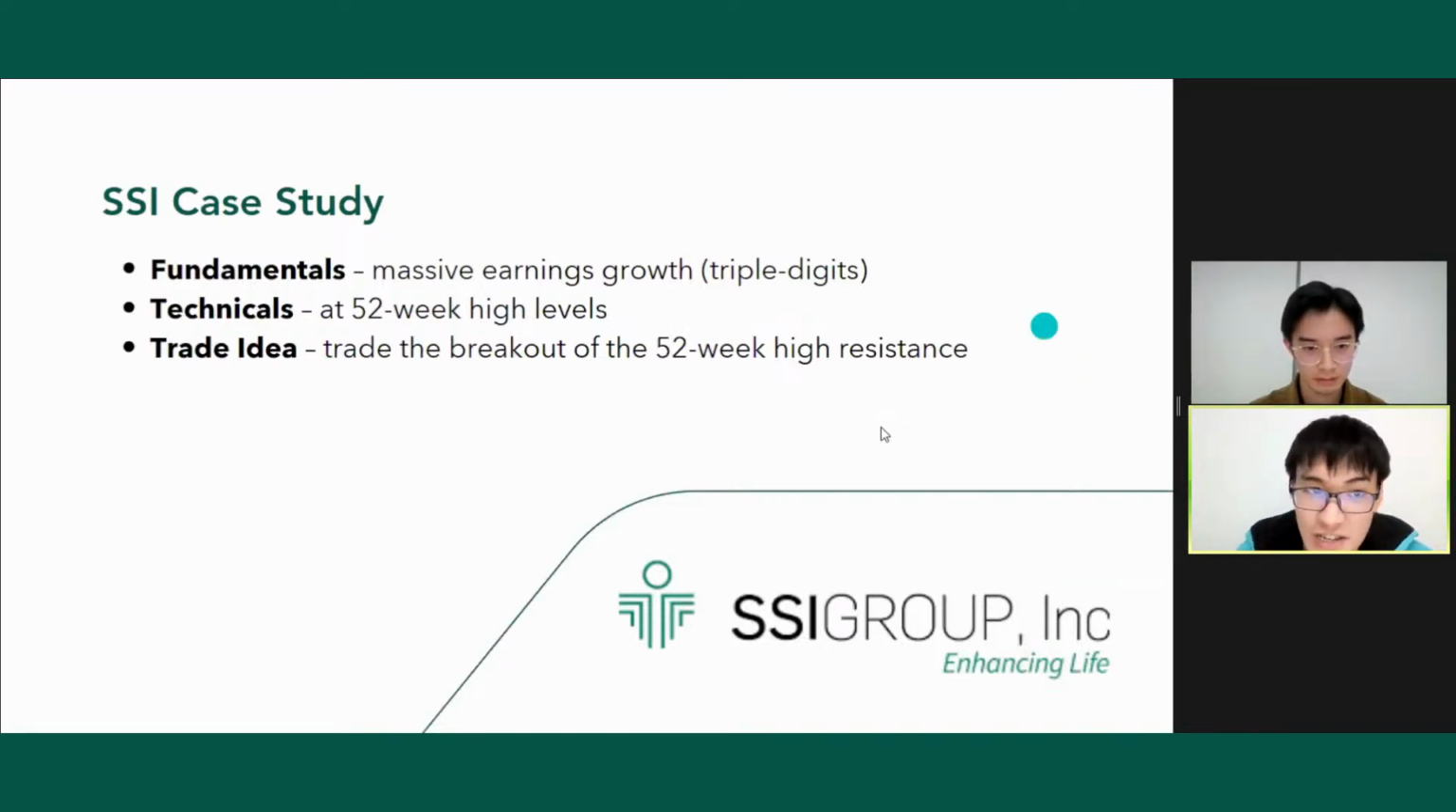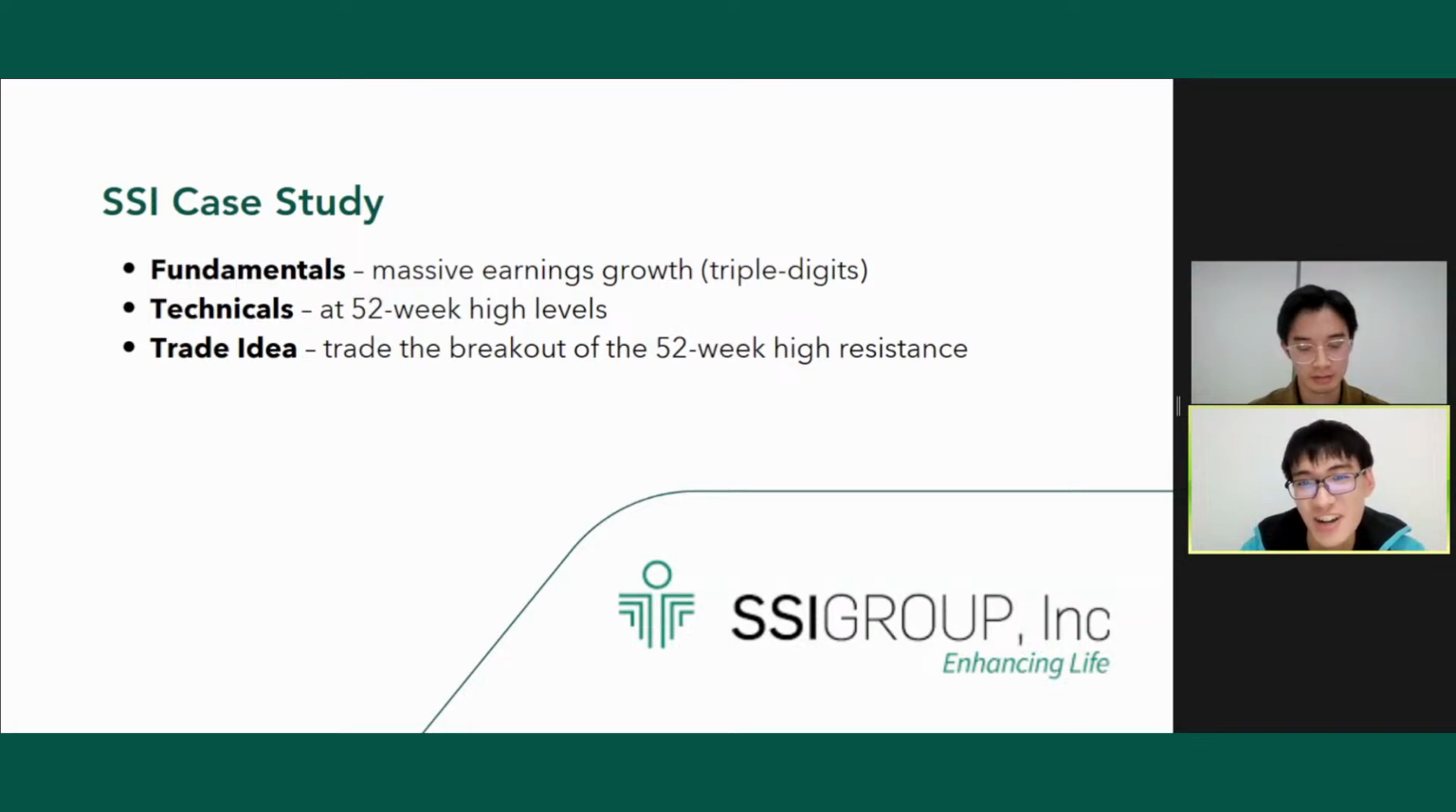Then next is SSI. So here's another of my trades. What's the fundamentals? Massive earnings growth, triple digits. If I'm not mistaken, SSI owns a lot of the luxury brands here in the Philippines. Like I think Louis Vuitton, I think they're the ones who operate the stores here. So that's the fundamentals. And this was during the recovery from COVID, so a lot of pent-up demand. There's a lot of revenge spending, right? If you weren't able to go to the mall and buy those expensive bags, right?